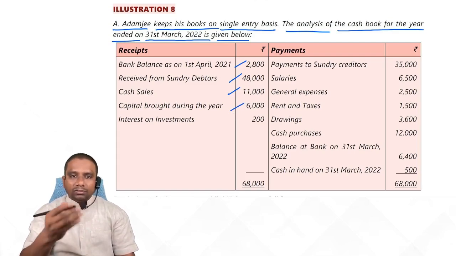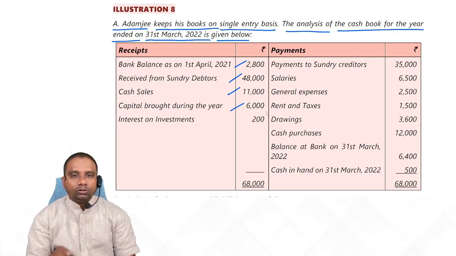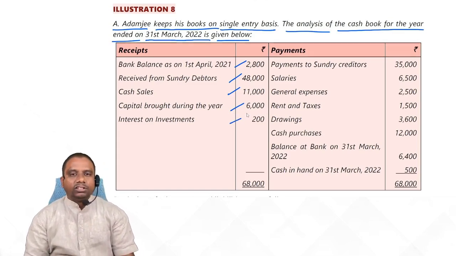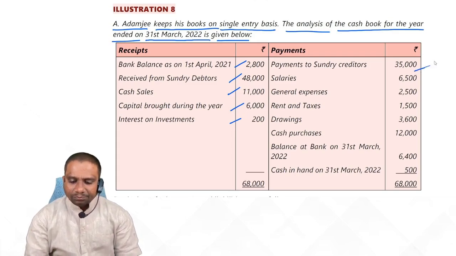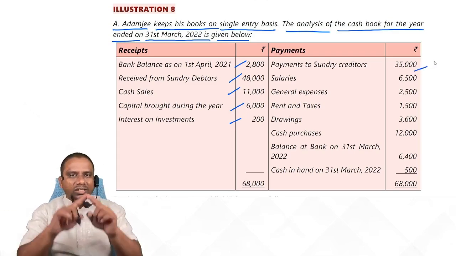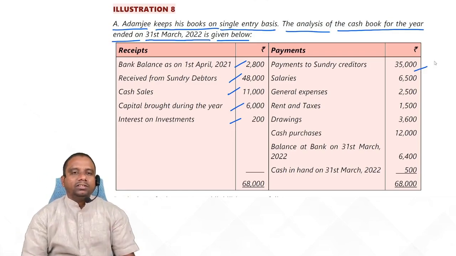Write down capital from that to that, add 6,000 rupees. Next one, interest on investment. P&L account, credit because it is income. Next, payment to sundry creditors. Open sundry creditors account, debit side, to cash or bank, 35,000.